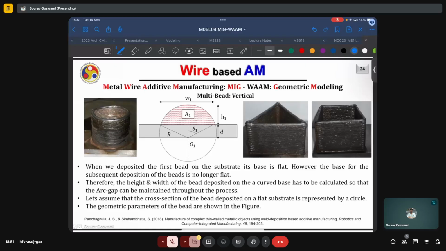Similarly, geometric modeling can be done for multiple single tracks deposited one on top of the other along the build direction to form something like a thin wall. Some such structures are shown here, such as, for instance, on the first one, we have this hollow cylindrical wall of I think 1 layer thickness only. Then we have this hollow triangular column and a hollow square column.